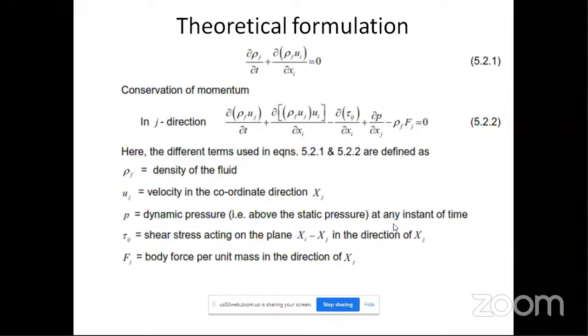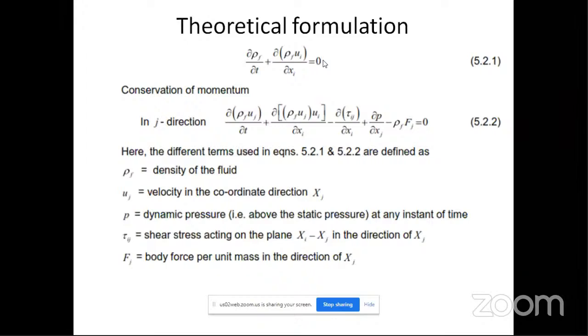So this theoretical formulation, you see here, I have used. Now you must be very clear about this continuity equation. Are you able to listen to me? Yes, sir. Since I'm presenting from this PowerPoint, I'm not able to see you.